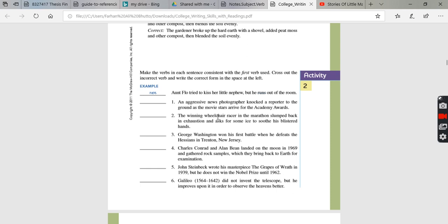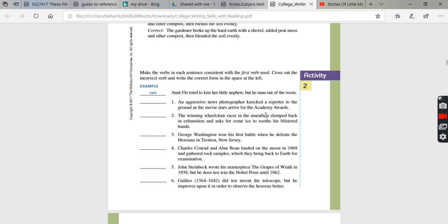The winning wheelchair racer in the marathon slumped back in the exhaustion and asks for some ice to soothe his blistered hands. Okay, so the correct sentence would be: the winning wheelchair racer in the marathon slumped back in exhaustion and asked for some ice to soothe his blistered hands.